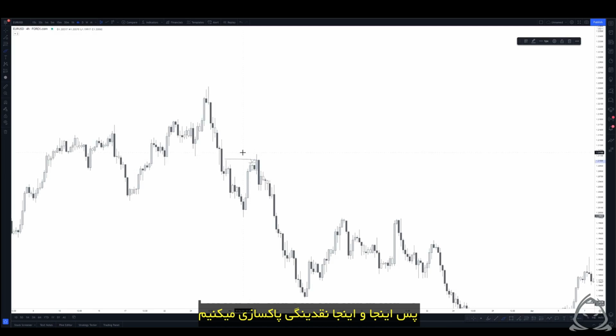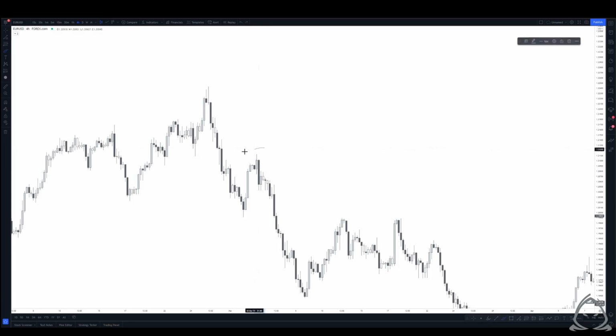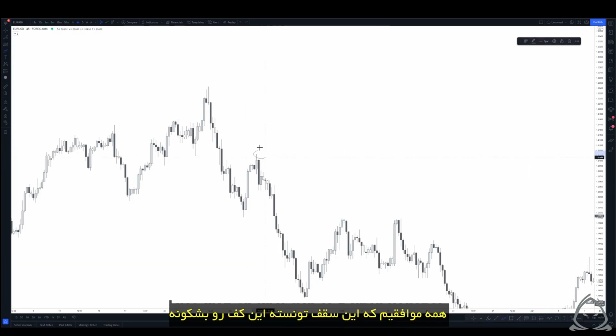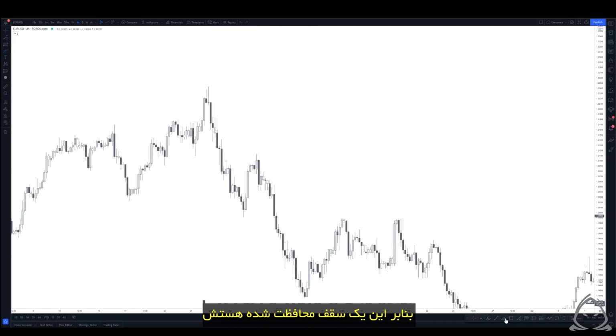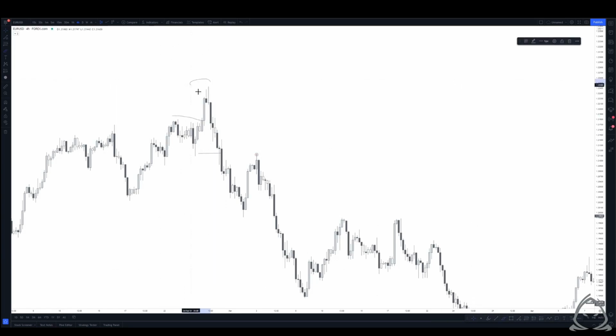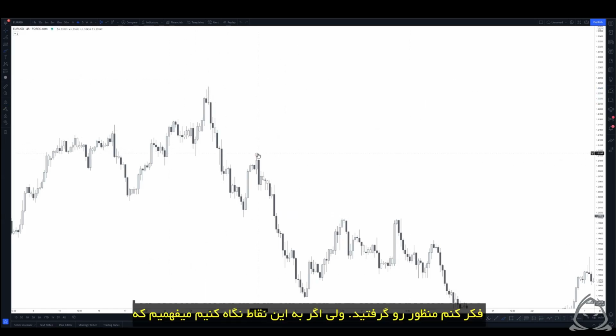So we take liquidity here, take liquidity here. It doesn't matter which one you're looking at, whether we're looking at 4-hour more prominent structure, or in this case, more 15-minute structure. We can all agree that this high was successful in taking out this low. Therefore, that is a protected high. We can also look at this. We take liquidity, we get a change of character, protected high, because this high was successful in taking this low. I think you get the point.